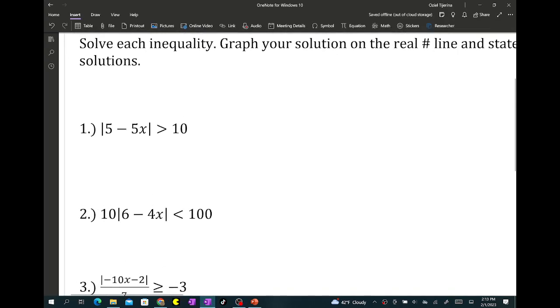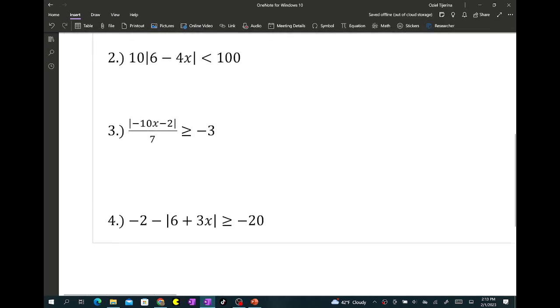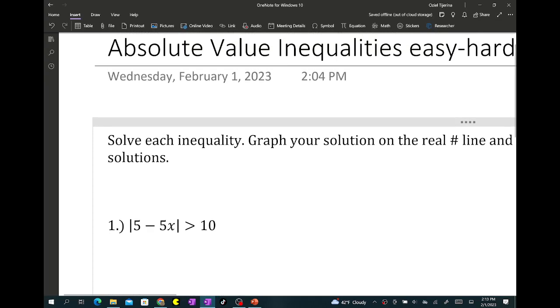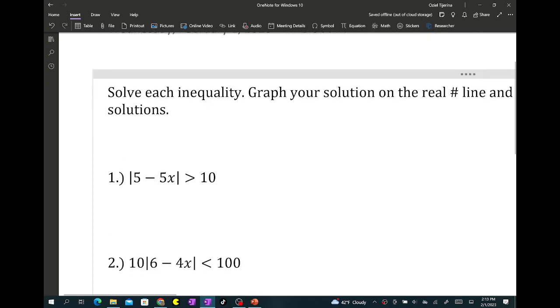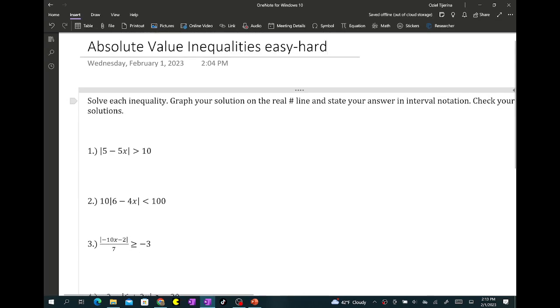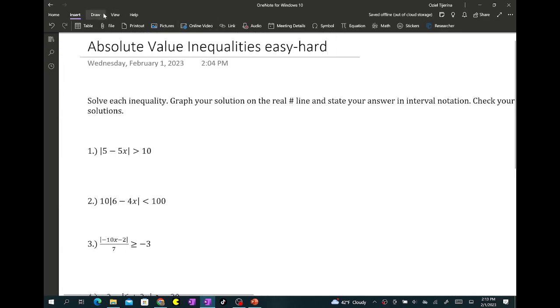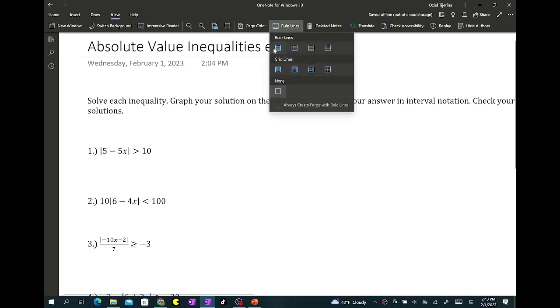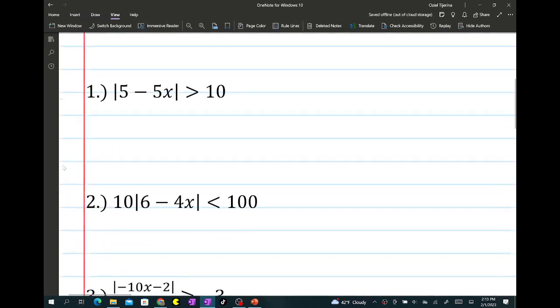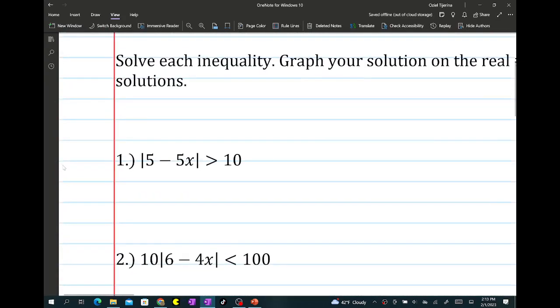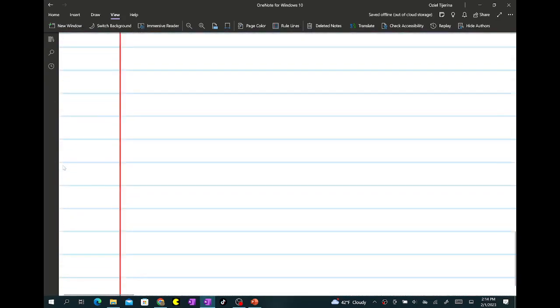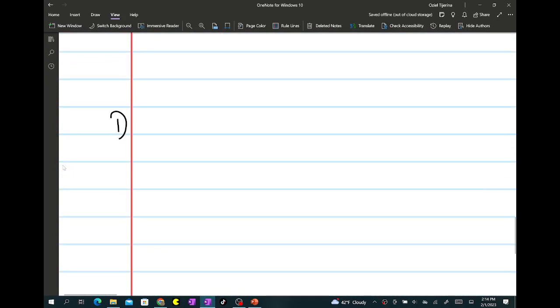So we're just looking at maybe about four examples. I'm going from easy to hard, so that I don't have to make multiple videos. It says solve each inequality and graph your solution on the real number line, state your answer in interval notation, and then check your solutions. We're going to look at numbers 1 through 4. So let me go ahead and start with the first one.